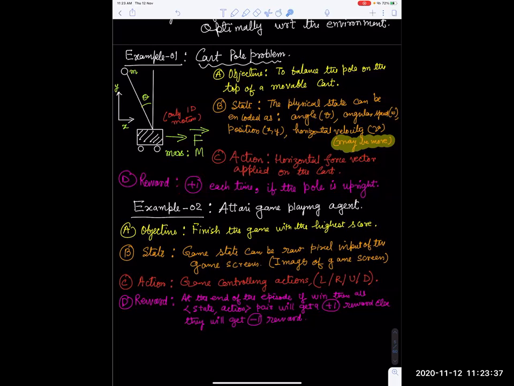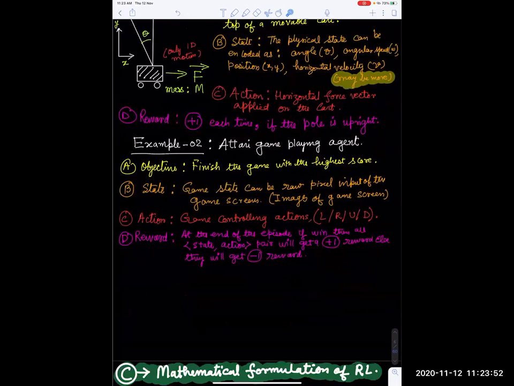So if at this point my pole is here, and if I move in this direction, then you understand that we are not going to get a reward because it's going to go down. We need to move in this direction so that it becomes upright. So this is the cartpole problem.